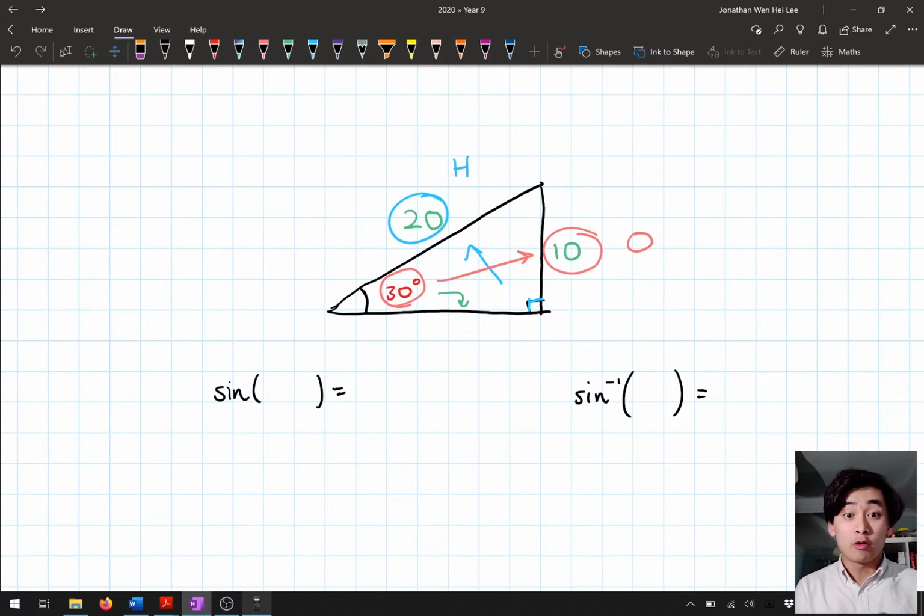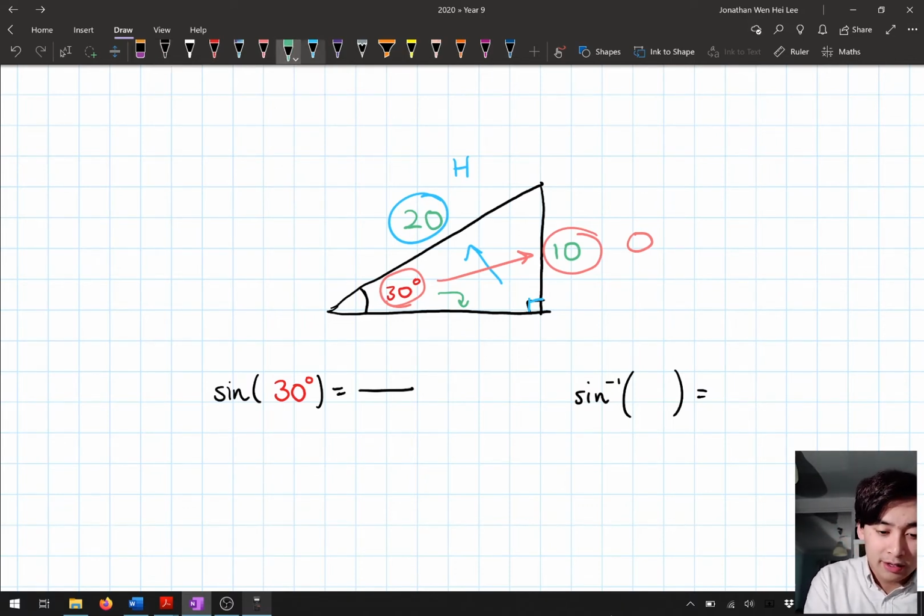Now, if you remember, when we're doing trig, we put in our angle. So on the left-hand side, where I have sine, my input is going to be sine 30 degrees. Now, if you remember, when we were doing sine 30 degrees, that's just opposite over hypotenuse. And so for this triangle, what I'm going to write is 10 over 20.